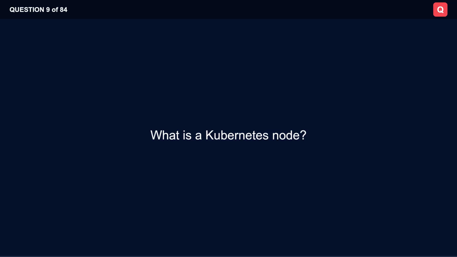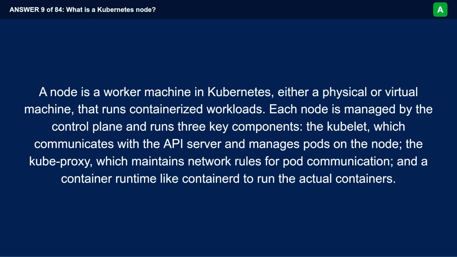What is a Kubernetes node? A node is a worker machine in Kubernetes, either a physical or virtual machine, that runs containerized workloads. Each node is managed by the control plane and runs three key components: the kubelet, which communicates with the API server and manages pods on the node; the kube-proxy, which maintains network rules for pod communication; and a container runtime like containerd to run the actual containers.